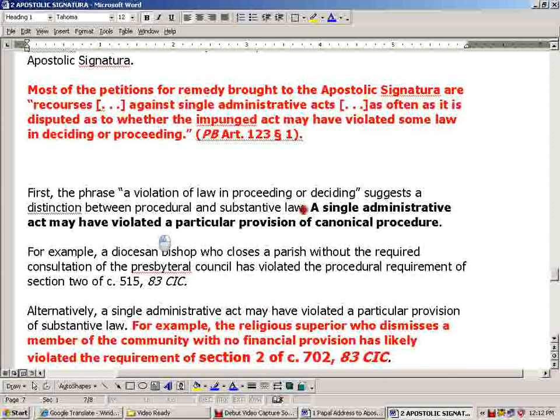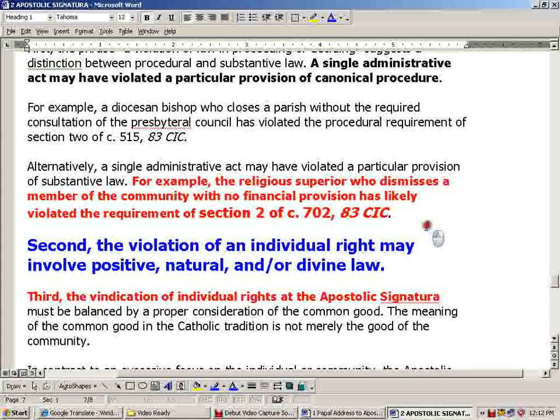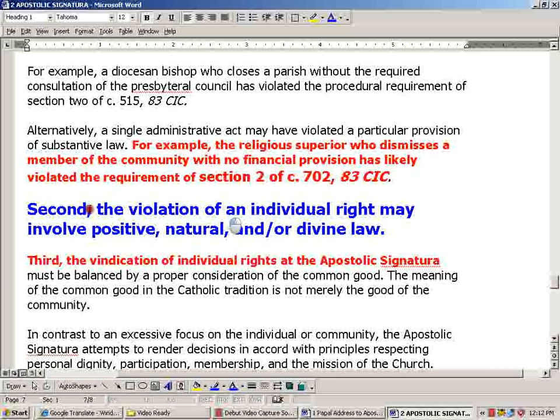A single administrative act may have violated a particular provision of canonical procedure. For example, the religious superior who dismisses a member of the community with no financial provision likely violated, and so on. Second, the violation of an individual right may involve positive, natural, and or divine law.